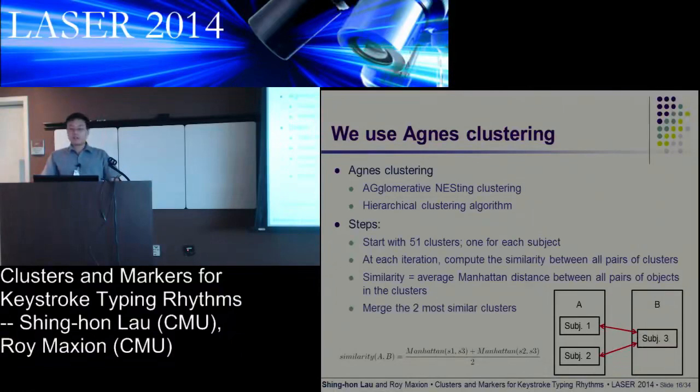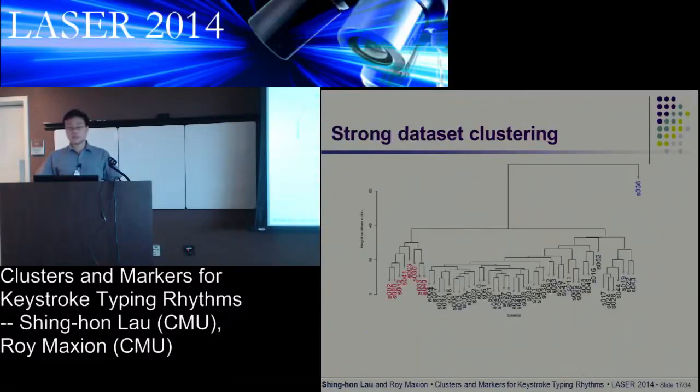Once we've identified these similarities, what we do is we just merge the two most similar clusters. And we're going to rinse and repeat until we have only a single cluster left. And this cluster will consist of the entire population. So what do we get when we apply this technique to the strong data set?